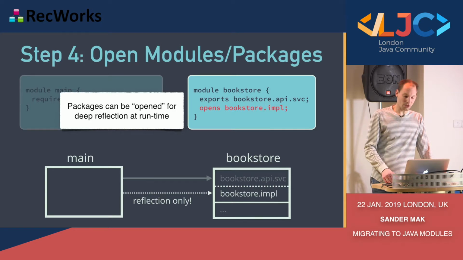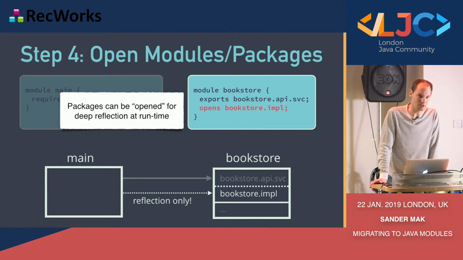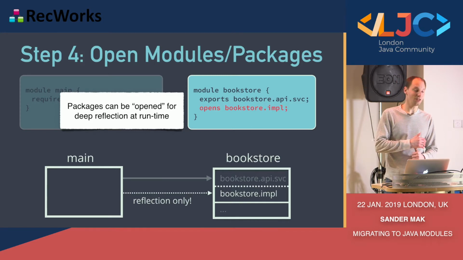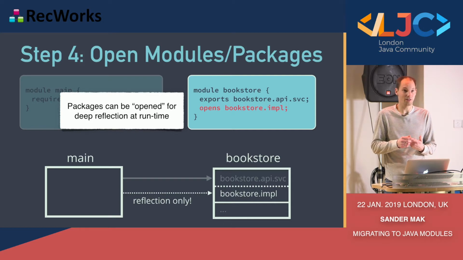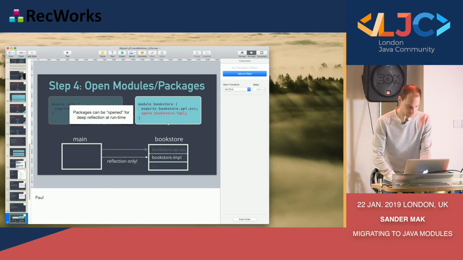So this is exactly what we need to do in the case of Spring applications, or in the case of Hibernate applications. There we want to expose entities so they can be reflectively instantiated. We want to expose service implementation classes so that Spring can instantiate them and maybe even inject into private fields or whatever. These are all things that are made possible using open packages.